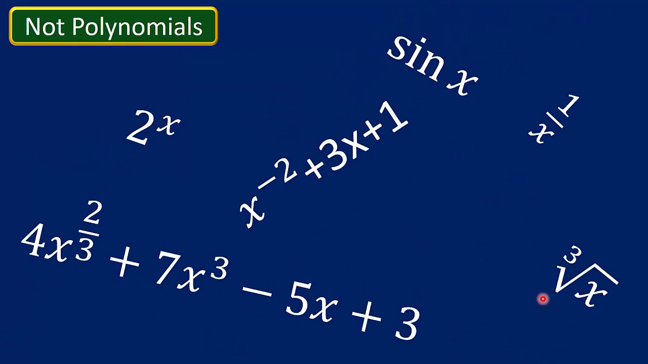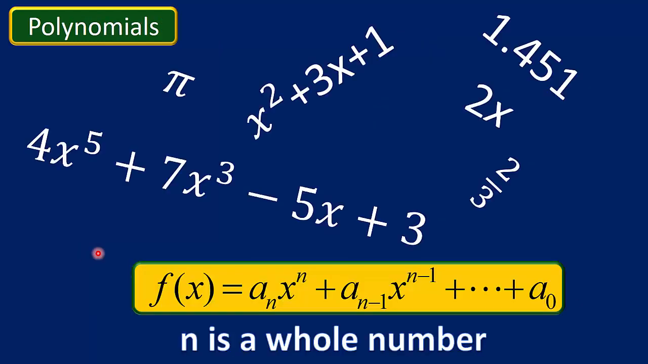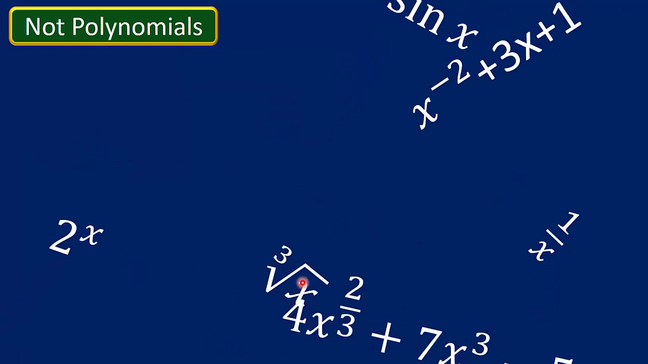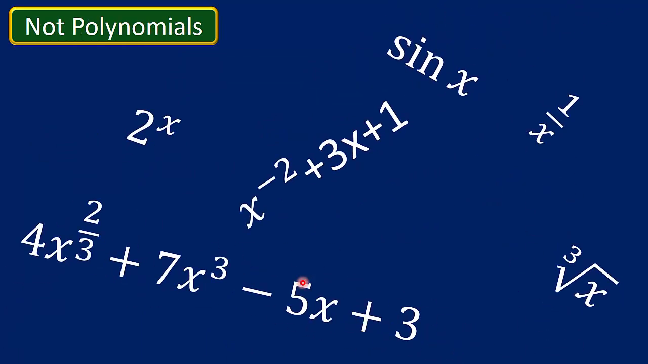So these are not polynomials. See, 2 to the x, that's an exponential expression there. Sin x, not a polynomial. 1 over x, cube root of x, x to the negative 2, x to the 2/3. These are examples of things that are not polynomials. And what makes them not polynomials is you can't write them this way. They cannot be expressed this way where n is a whole number. Okay?